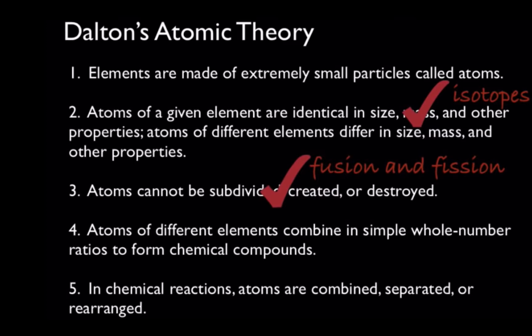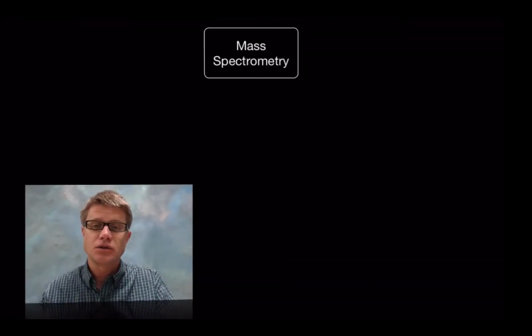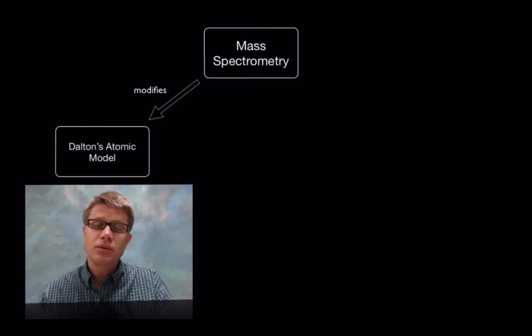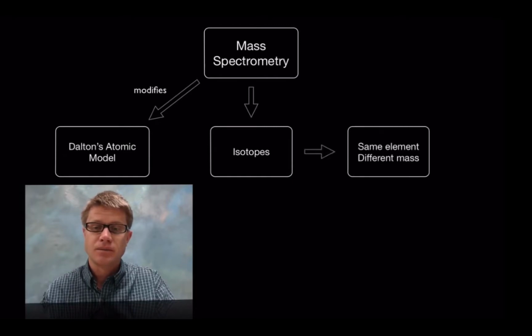And so he did an incredible job. And what we're really going to focus on in this video is number 2, identification of isotopes. Mass spectrometry is a way that we can modify Dalton's atomic theory, and we did that through the identification of isotopes, around the early part of the 1900s. Isotopes, remember, are the same element, but they have a different mass, and that's based on the number of neutrons that they have.